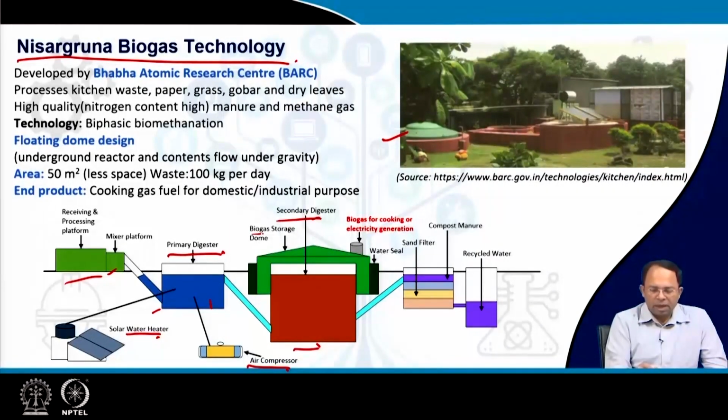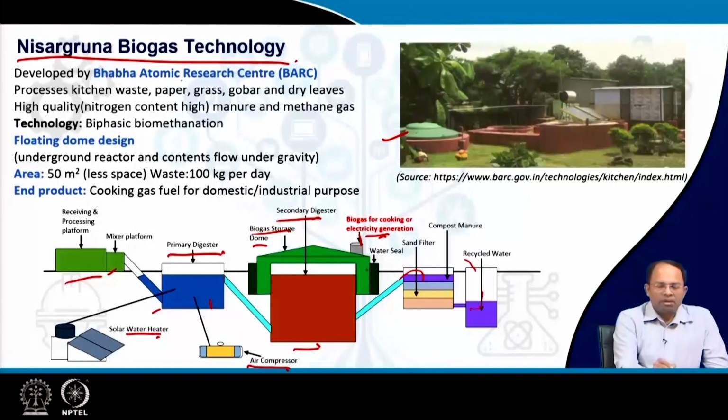Then over here is the biogas storage dome. The gas is stored at the top from where we can take the biogas for cooking or electricity generation. And there is a water seal. From here we can take out the compost or that sludge. Then we take the effluent through a sand filter, and after the effluent is recycled, we can again use it back in this particular digester.